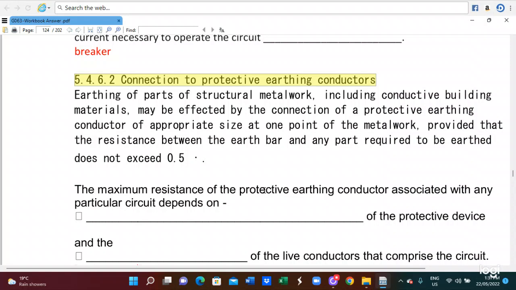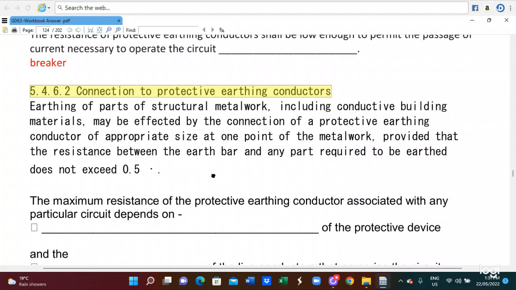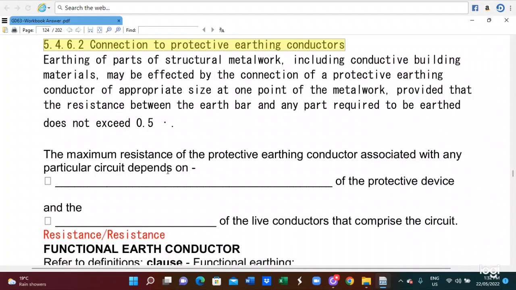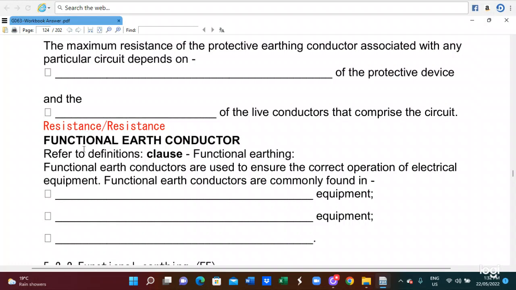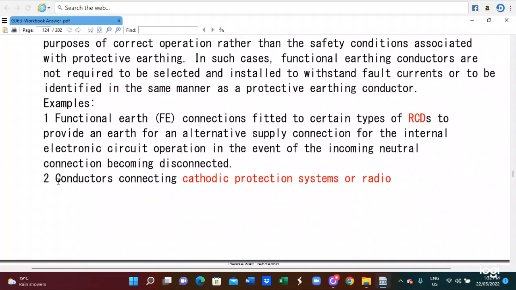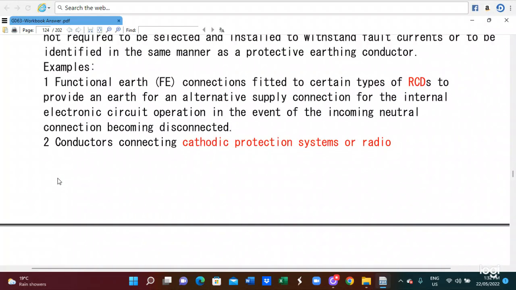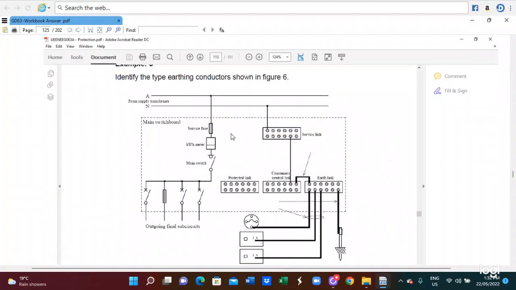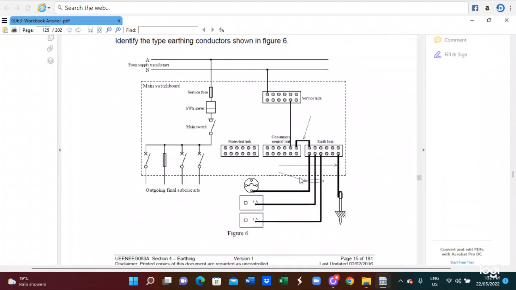So this is a connection of protected earthing conductor, earthing all the structural metal wall, including conductive bearing material, may be affected by the connection of the protected earthing conductor on the appropriate side. And one point of the metal wall, provided that the resistance between the earth and any part required to be earthed does not exceed 0.5. And resistance or the function resistance or function at conductor, you can read in the 5.2.2. And also that you can read all the RCD connection, carrier protection. So those are appropriate connection diagrams for those equipment.